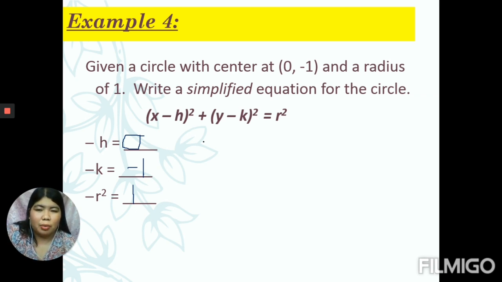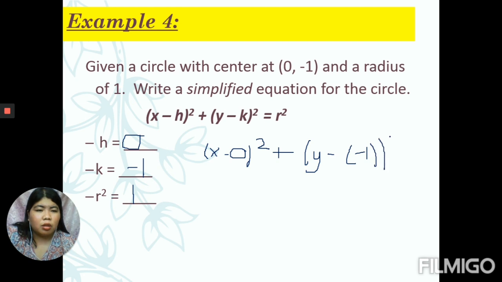Then, substituting your formula, ang magiging sagot natin ay x minus 0 squared plus y minus negative 1 squared equals 1 squared.